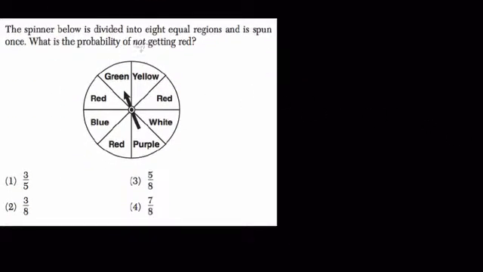Okay, what is the probability of not getting red if these are divided into 8 equal regions? Well, red accounts for 1, 2, 3 of the 8, so it's 5 out of 8, the remaining.